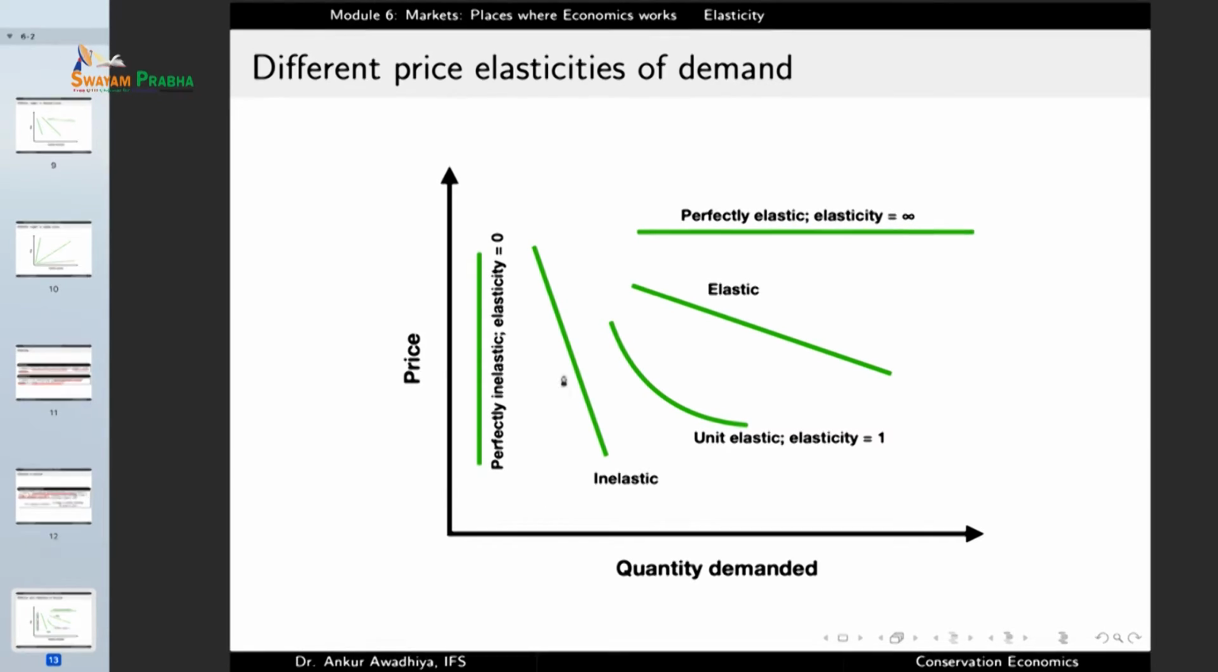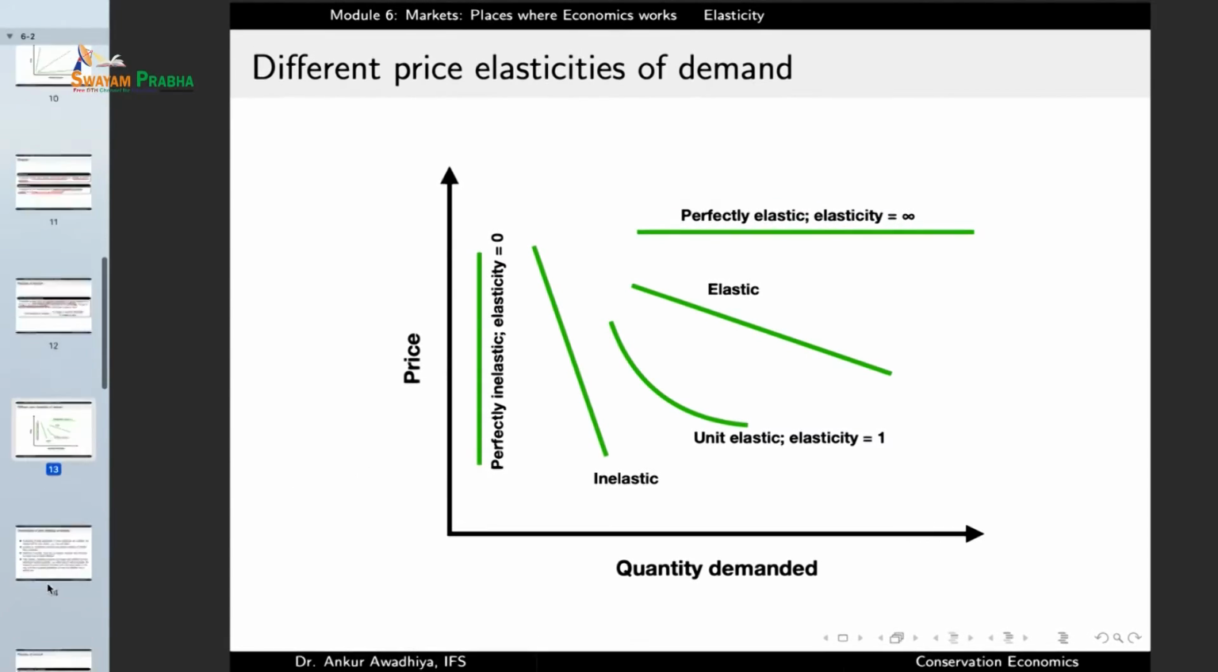Now, when you have a demand curve like this, it is not completely vertical, but it is more towards an inelastic demand shape than an elastic demand shape. So we will call this still an inelastic demand curve, but it is less inelastic than, say, this inelastic demand curve. This demand curve, we will say, is more elastic than this, but it is less elastic than the perfectly elastic demand curve, which is completely horizontal. So these are different price elasticities of demand.